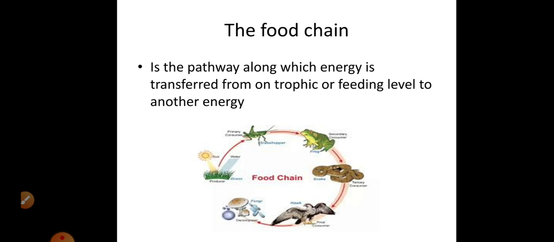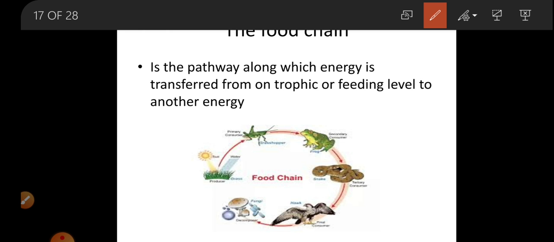Now, the food chain is what? It's the pathway along which energy is transferred from one trophic level to another. Usually the food chain starts with plants, because they have the ability to fix energy from the sun.